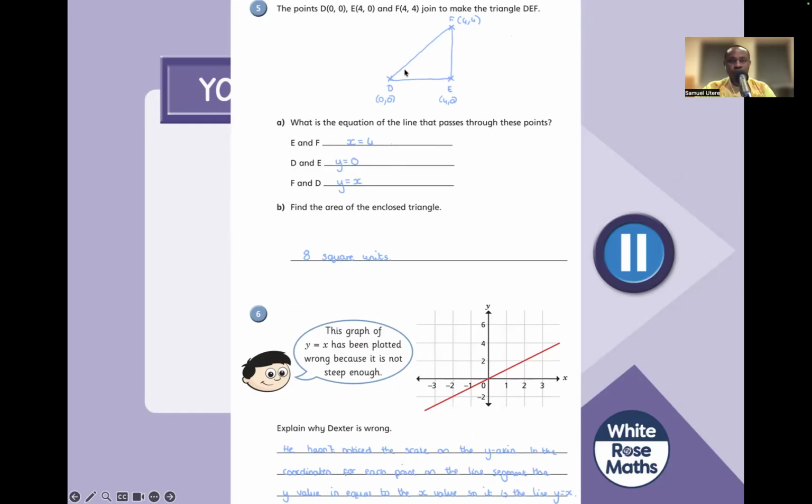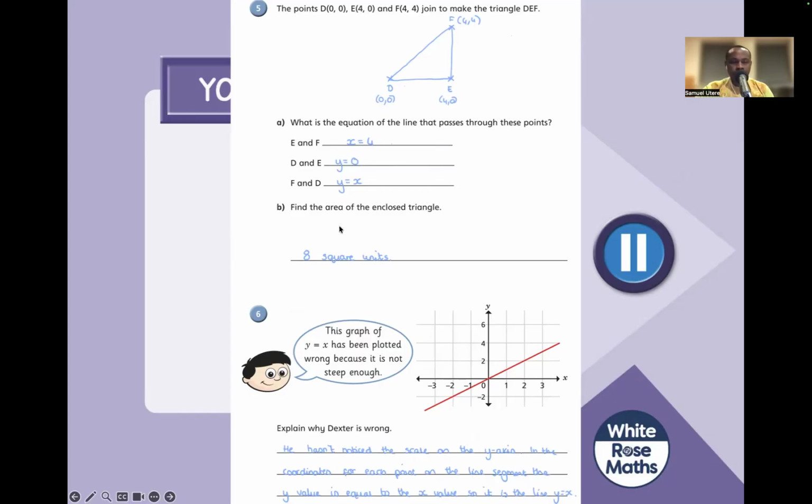Well, we can start to write. The equation of this line would be y equals 0. We could also write here x equals 4, you can see. And we can also write here y equals x, because you can see 4, 4.